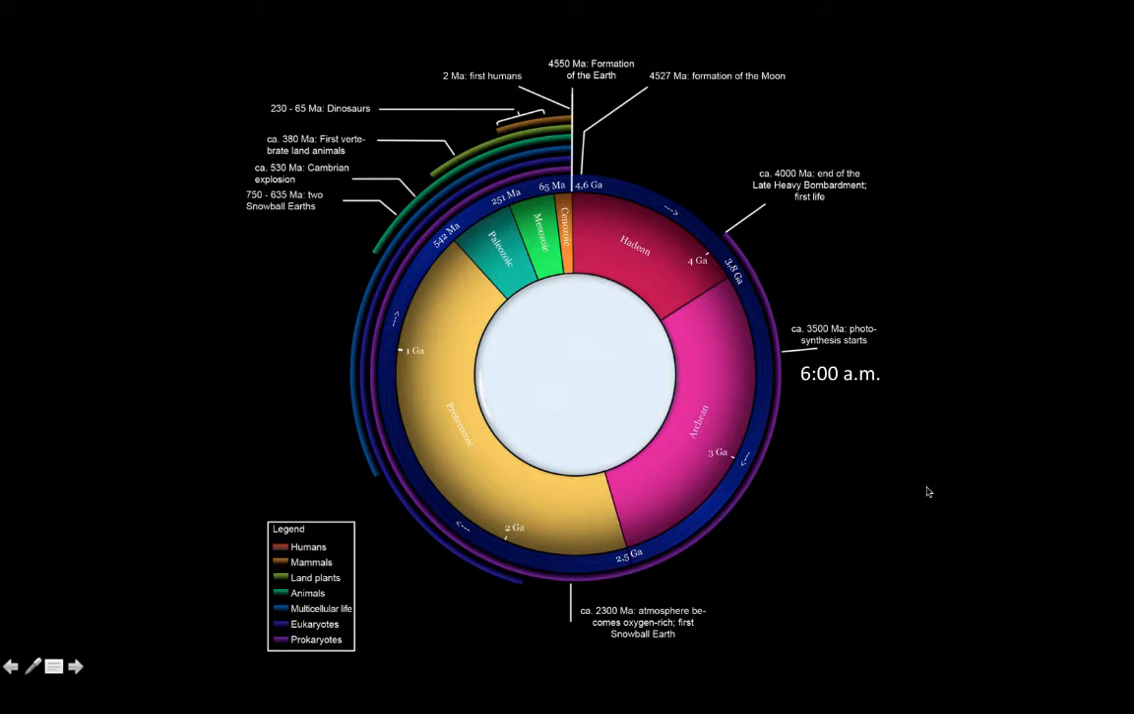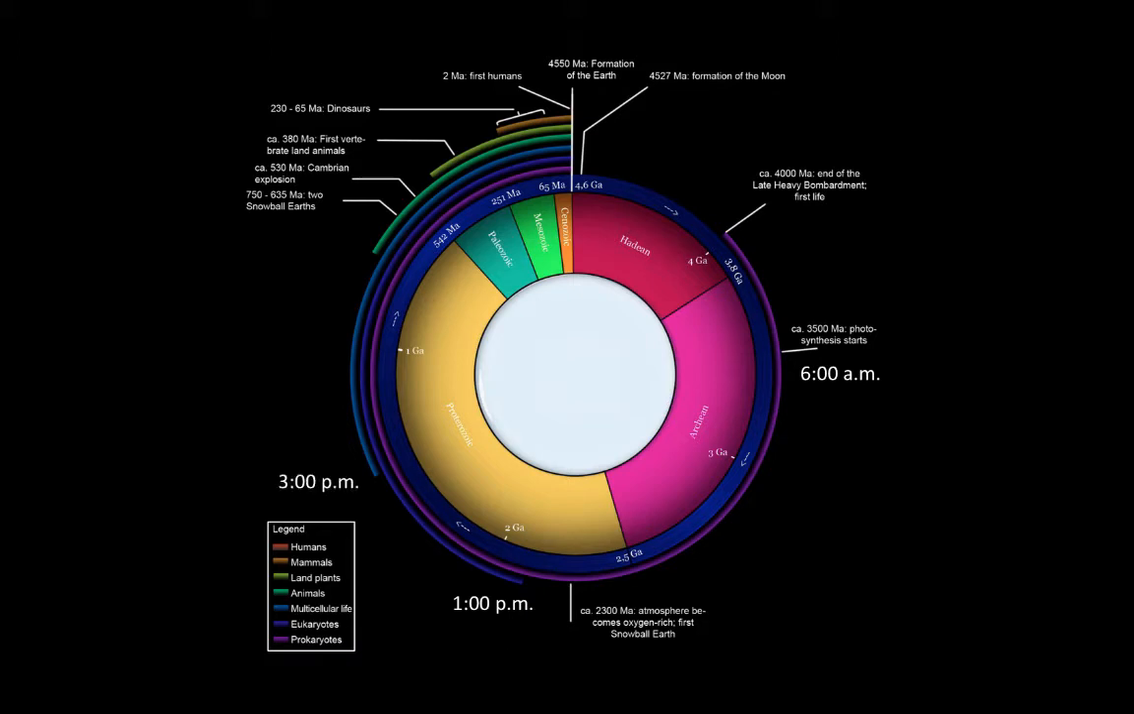So we start to see photosynthesis here right around 6 o'clock in the morning, if this is our geological clock here. And this is in bacteria, basically. This is where we start to get photosynthetic bacteria. It's not until about 1 o'clock that we start to see eukaryotes at all. So this is when we get the first eukaryotic cells, 1 o'clock in the afternoon.